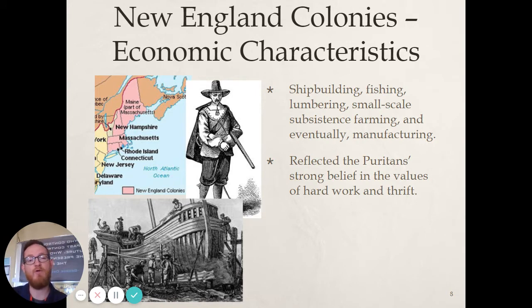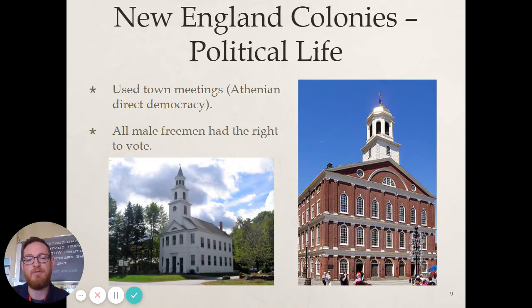And the Puritans were known for their very, very strong belief in the values of hard work and thrift. They believed very, very deeply in hard work and then not spending money on everything. So if the Puritans were around today, they wouldn't be excited about the newest iPhone, they'd still be rocking their original iPhone today. They wouldn't believe in constantly upgrading. So they believed in thrift, and that's how they lived.